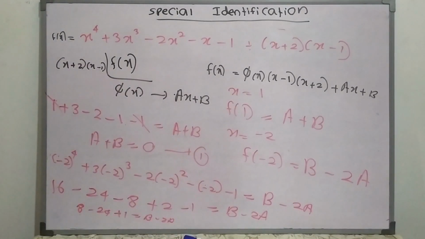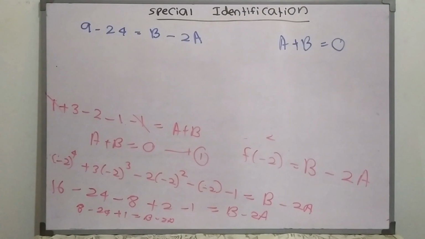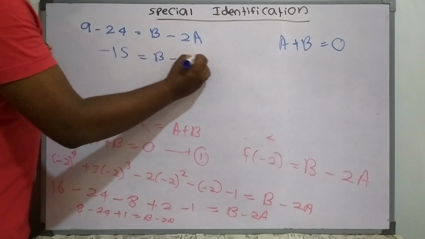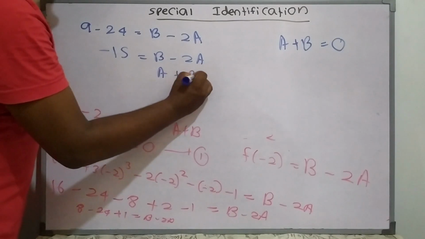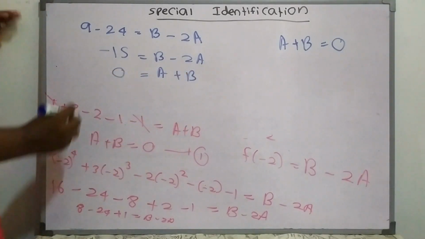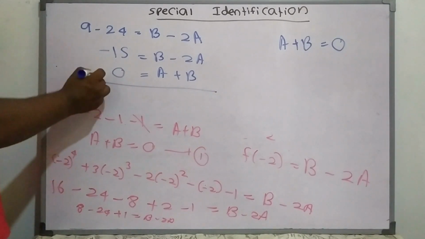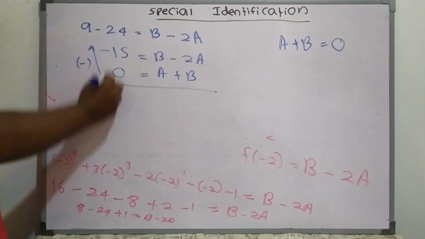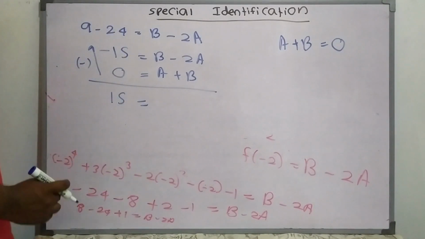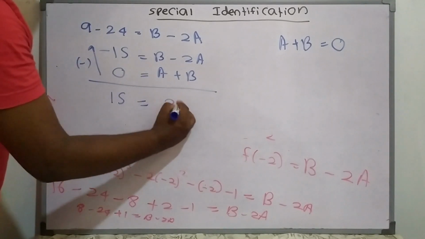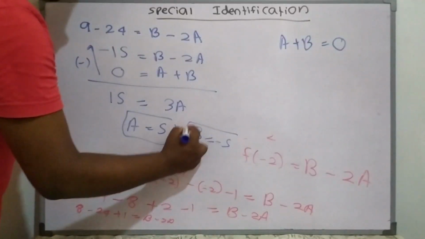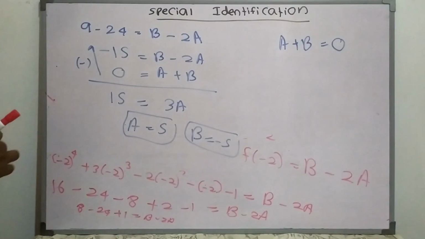Right. I'm just going to erase the board. These are the formulas. So 9 minus 24 is minus 15, equals b minus 2a, and also a plus b equals 0, right? So I'm just subtracting in this way. Plus 15 equals 3a. a is 5, right? a is 5 means b is minus 5, because the addition should be 0, right? So these are the answers.